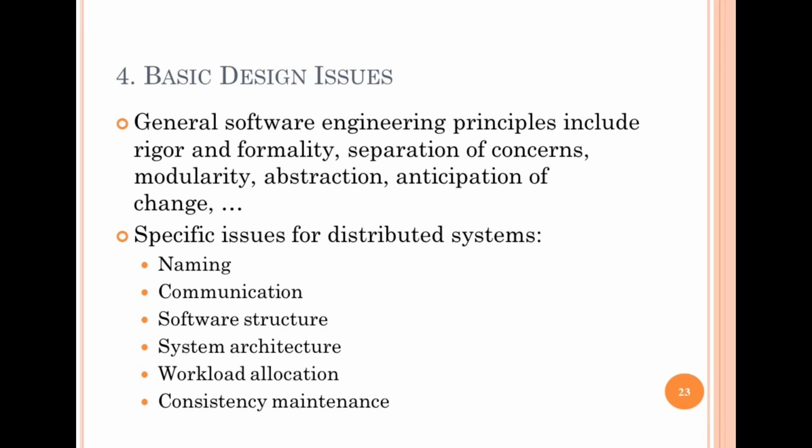The fourth one is basic design issues. So we are talking about basic design issues in distributed systems. General software engineering principles include rigor and formality, separation of concerns, modularity, abstraction, and anticipation of change. The second one is specific issues for distributed systems.